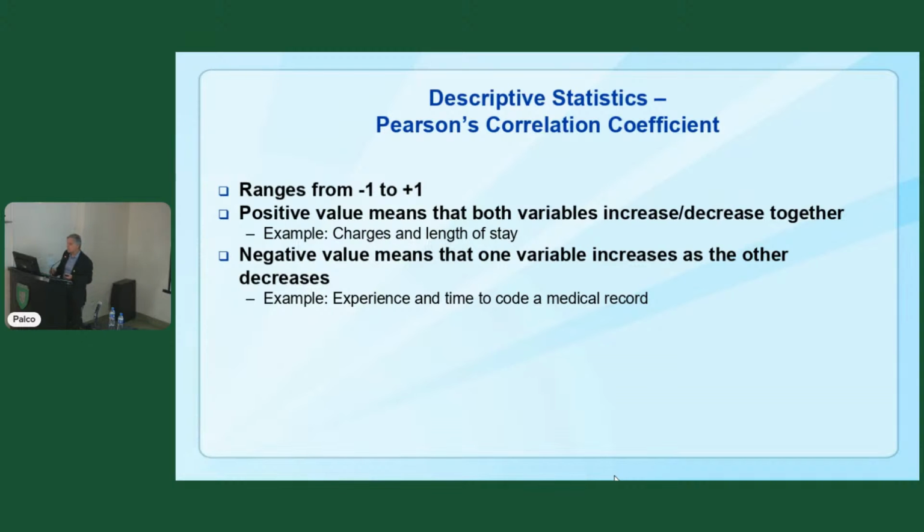A negative value means that as one variable increases, the other decreases. For example, experience and time to code the medical record. That's a study I did in our hospital. There's a strong negative correlation: the more experience a person had doing the coding of a medical record, the better they became, and they shortened their time to do the medical record coding.